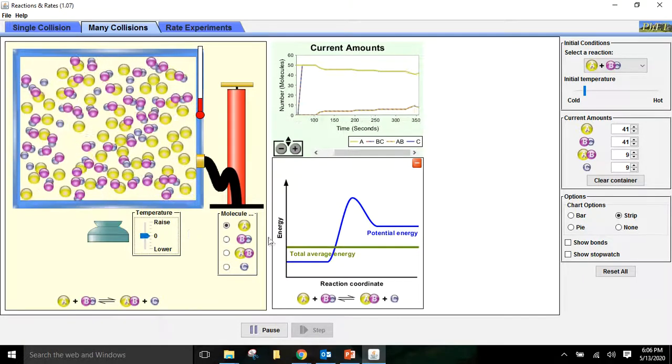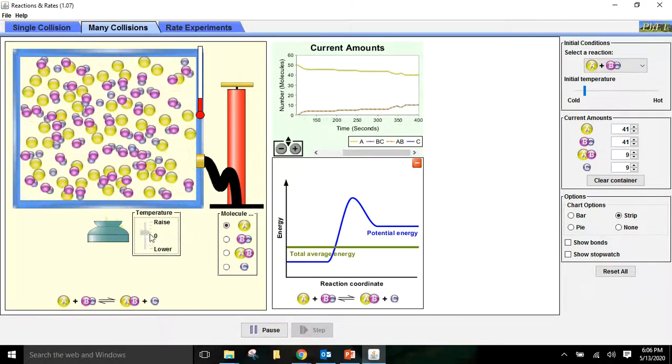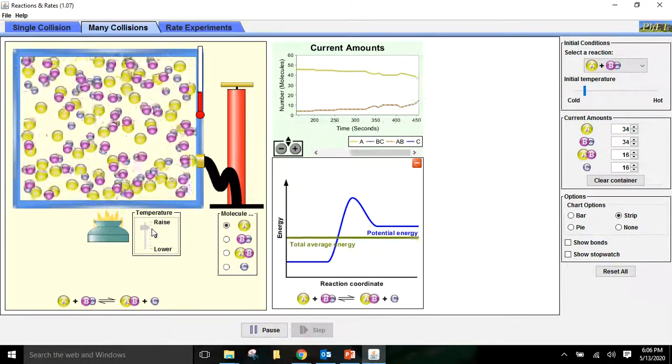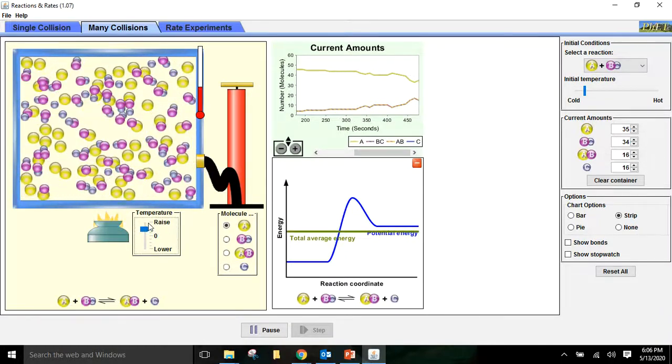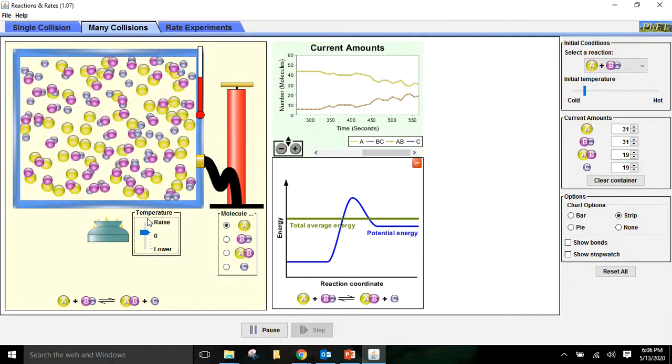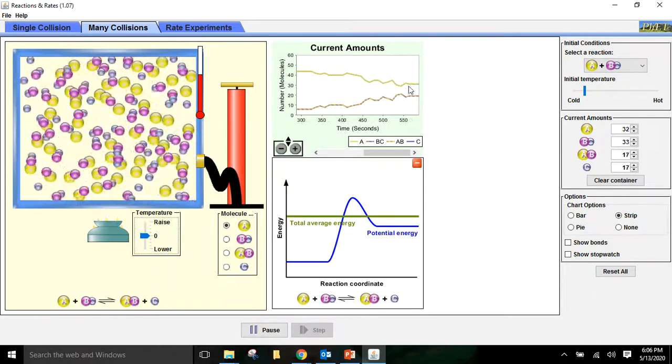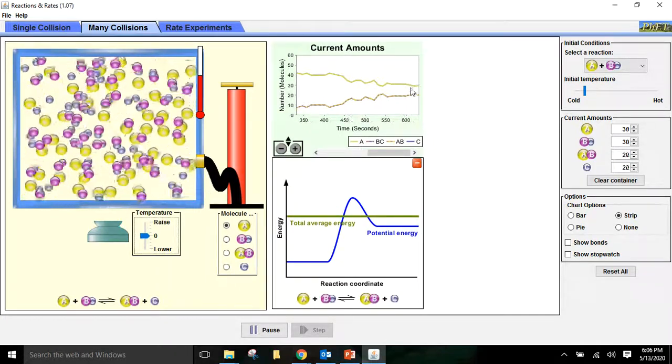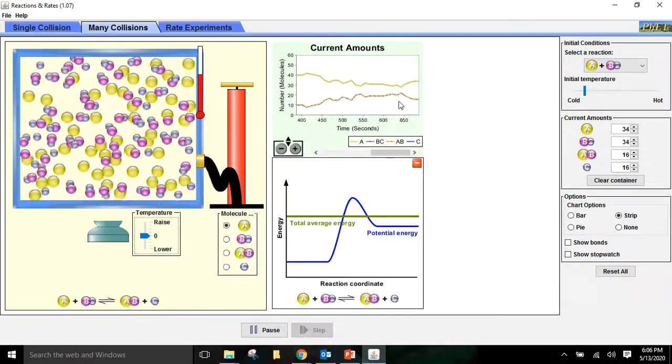If I increase the temperature, notice that green total energy line starts to move up. And if it gets above that line for the products, it's much easier for them to collide hard enough to make the products. And look at what's happening to the strip chart. The strip chart is starting to shift the position of equilibrium because I added energy to the system.